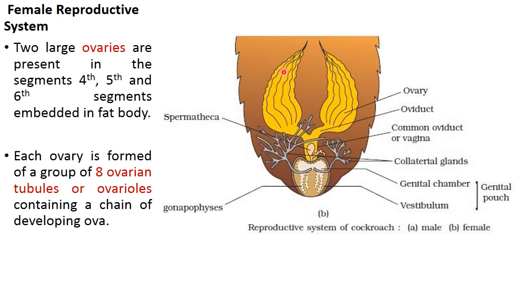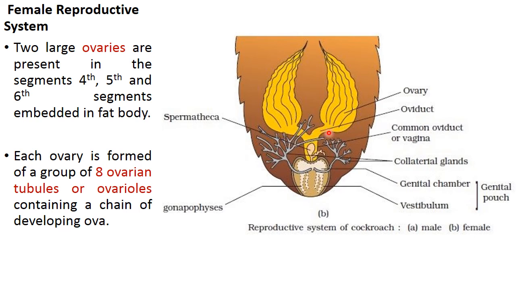What is each ovary made of? 8 ovarian tubules. So these are the 8 ovarian tubules where the ova are present. These are also called ovarioles, and they contain a chain of developing ova. And on both sides, these ovarian tubules join to form the oviduct.